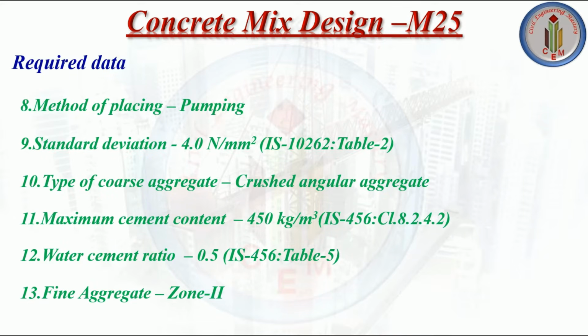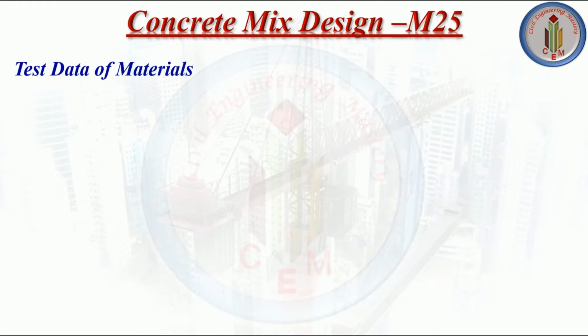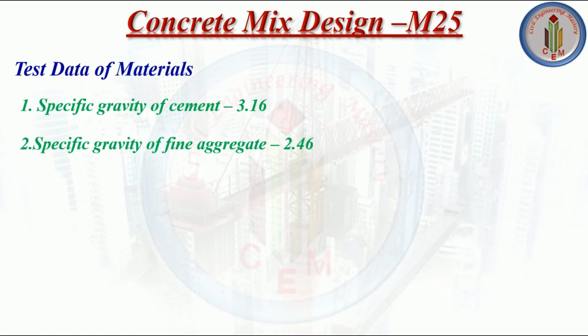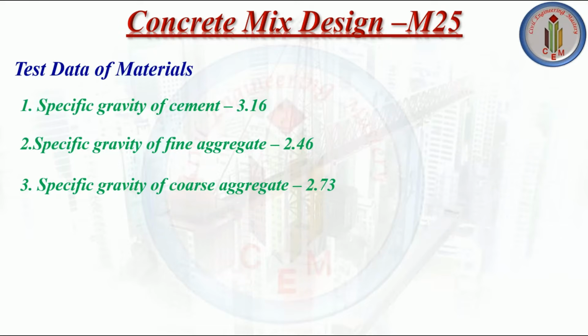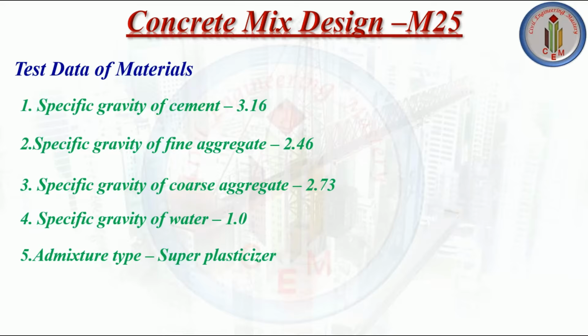Fine aggregate zone 2. Next, let's look into the test data of materials. Specific gravity of cement is 3.16. Specific gravity of fine aggregate is 2.46. Specific gravity of coarse aggregate is 2.73. Specific gravity of water is 1. Admixture type is super plasticizer.